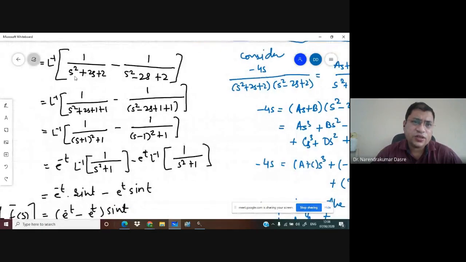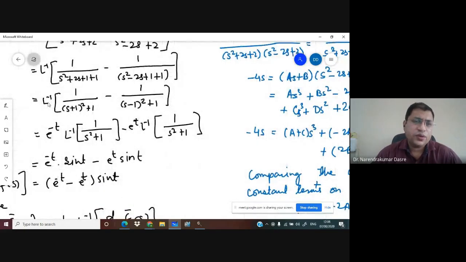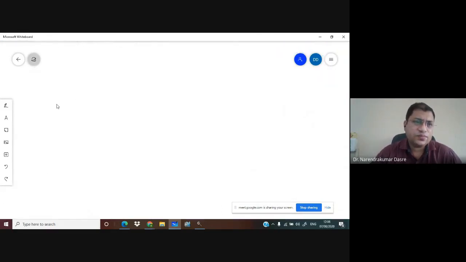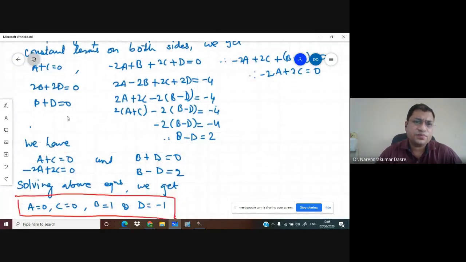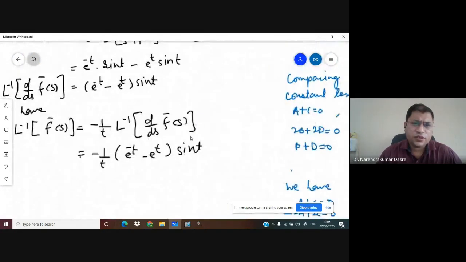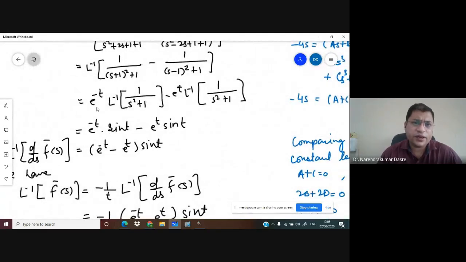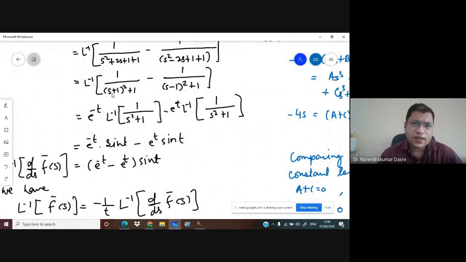So again, we have to think about how we are able to make this a perfect square. So we can write it as 1 upon s square plus 2s plus 1 plus 1, and this we can write as s square minus 2s plus 1 plus 1. Okay, now we can have Laplace inverse of 1 upon (s plus 1) bracket square plus 1 minus 1 upon (s minus 1) bracket square plus 1. So here we use the first shifting property, and then we are able to get the inverse of this as we have s plus 1 here, so you will get e raised to minus t.